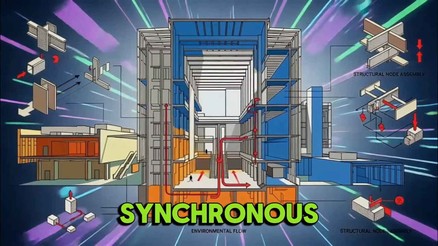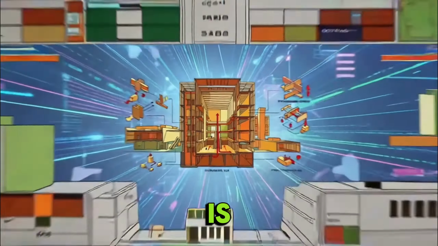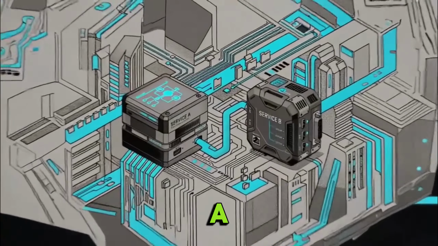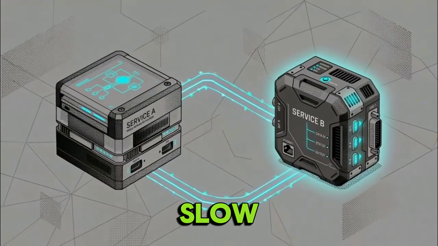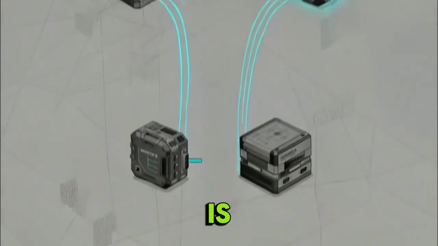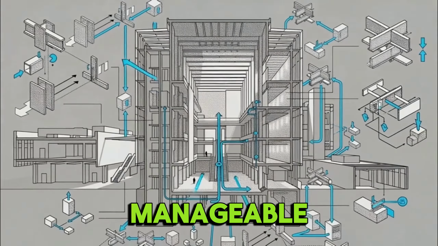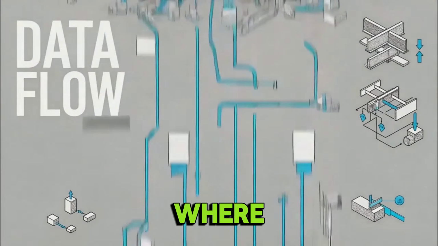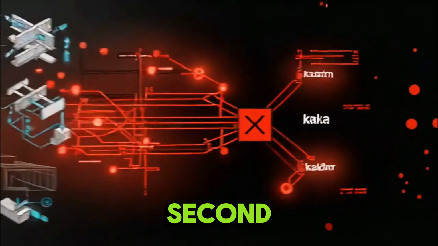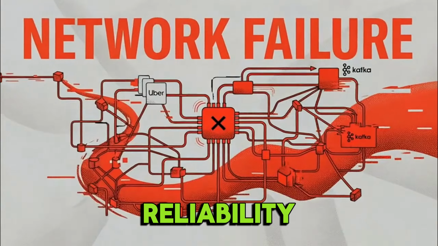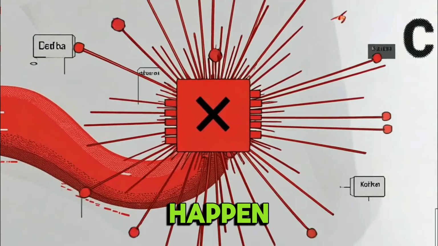The problem with synchronous communication at scale is coupling. Service A now depends directly on Service B being available. If Service B is slow, Service A is slow. If Service B is down, Service A cannot complete its work. At small scale, this is manageable. At Uber scale, where thousands of microservices communicate with each other thousands of times per second, synchronous coupling creates a reliability disaster waiting to happen.